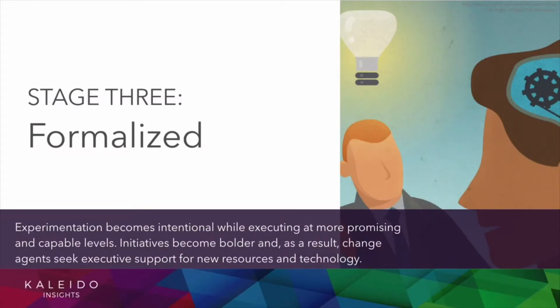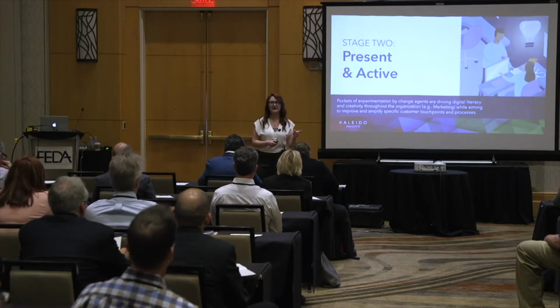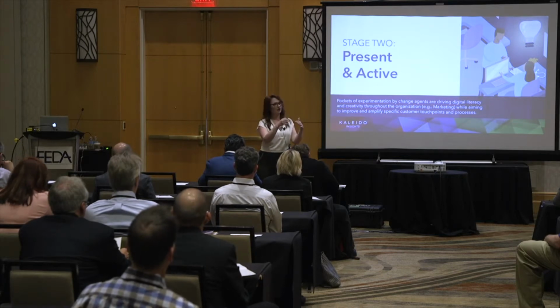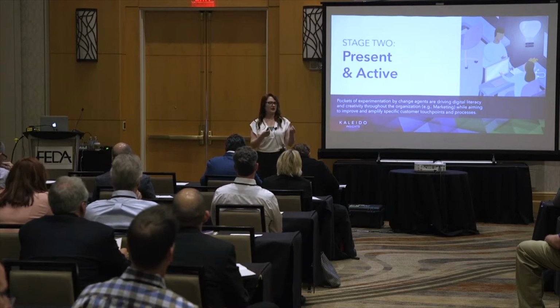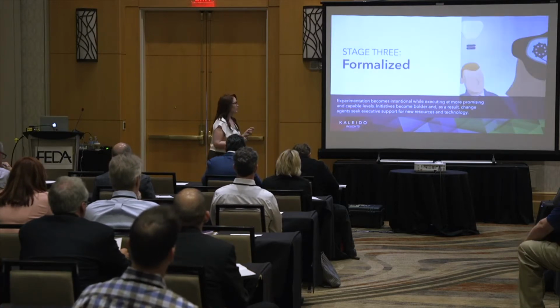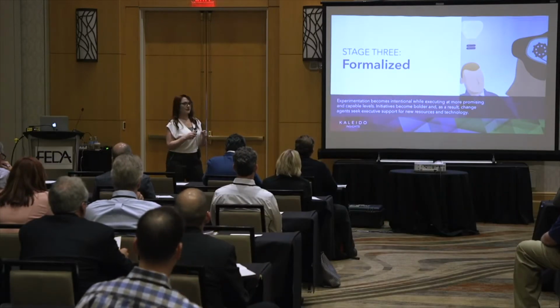Phase 3 then is the formalization, where the change agents seek that executive support. This is when resources come into play. A lot of times in phase 2, present and active, it's just the manager level usually, or maybe a senior manager, but it's not really executive support yet. There's not a lot of dollars. It's more of that experimental budget for innovation. Whereas in stage 3, these initiatives become bolder and executives start being brought to the table.